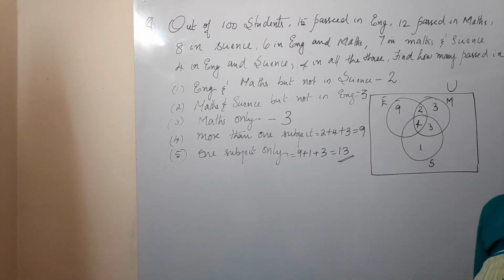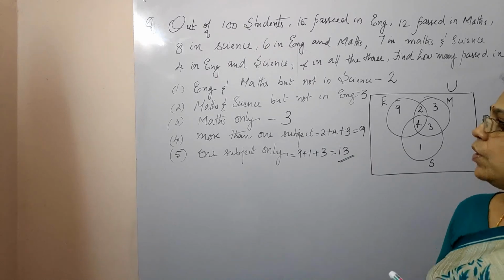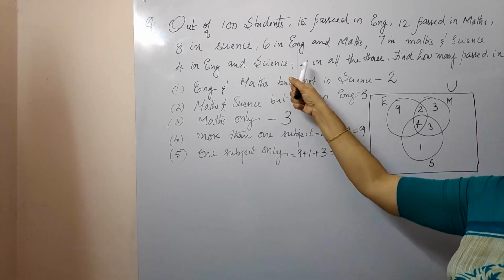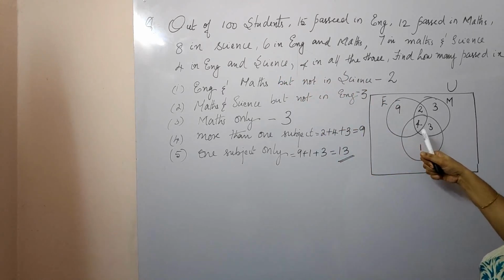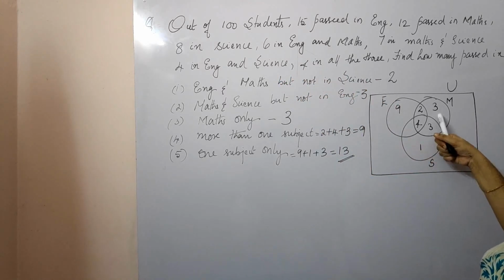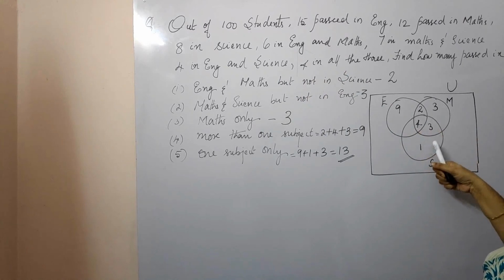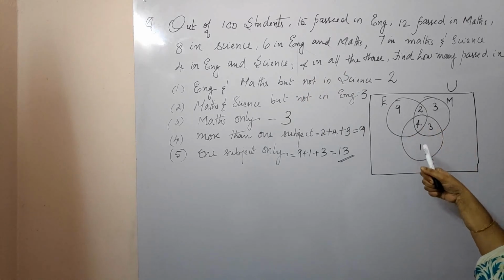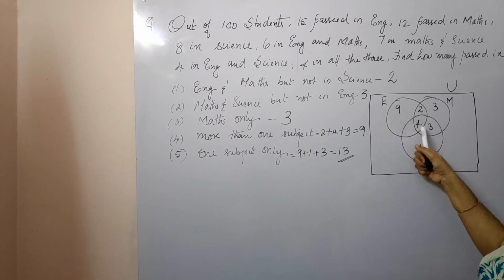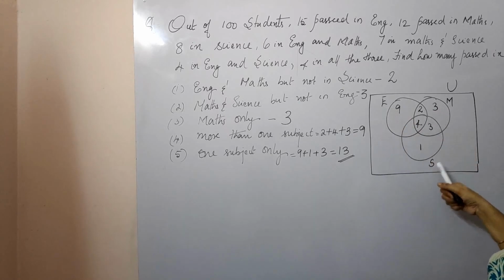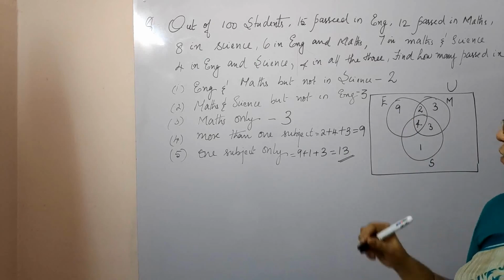Am I clear? So it is very simple to find using a Venn diagram. You draw the Venn diagram and start from the end of the question. First the common intersection point, then the pairwise intersections: Maths and Science, English and Maths, English and Science. And the rest will come where you subtract. You will consider each of the sets, and then you will write the rest.